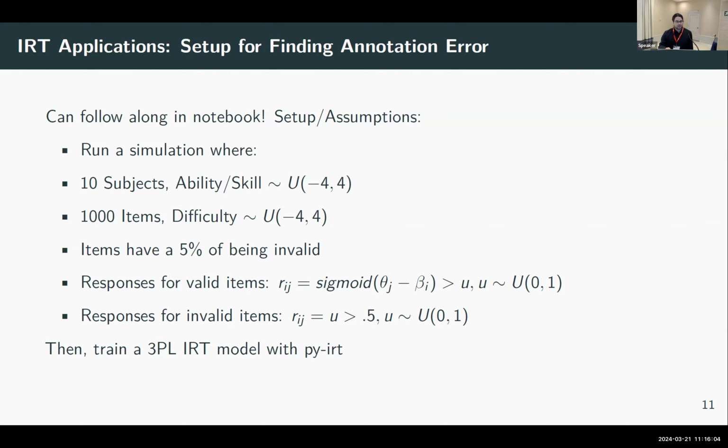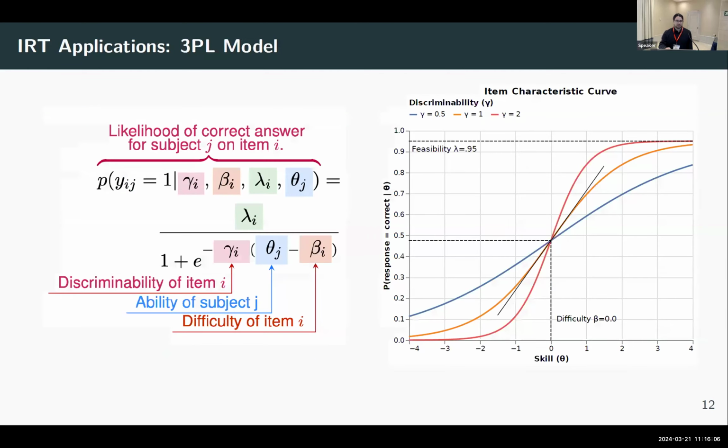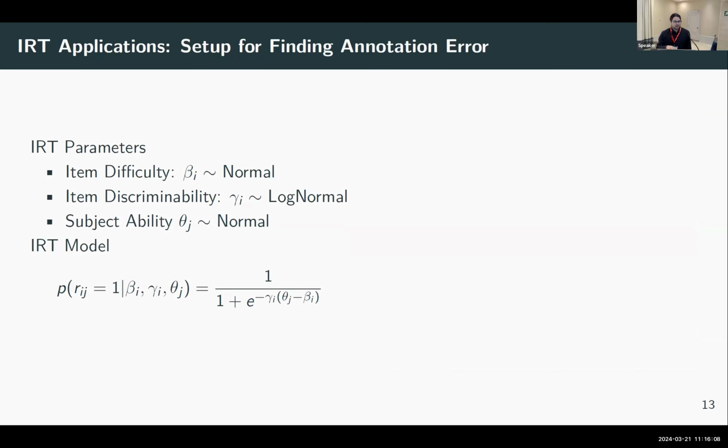And then we train a 3PL IRT model with PyIRT. For these, we sample according to these. So we assume that the difficulty is normally distributed. The discriminability is log normal, so the discriminability is strictly positive, and that the subject ability is normal.